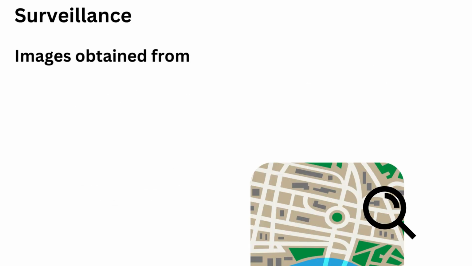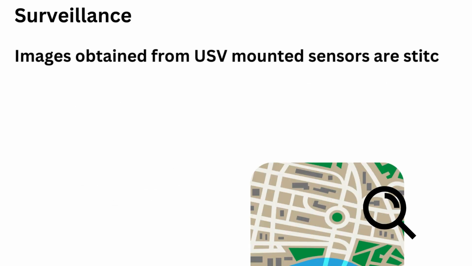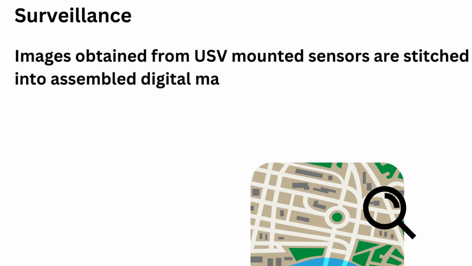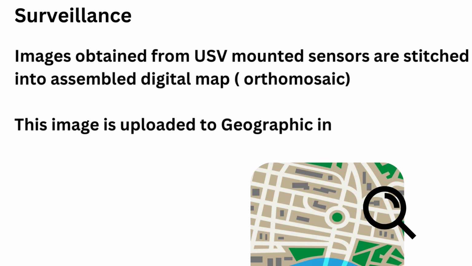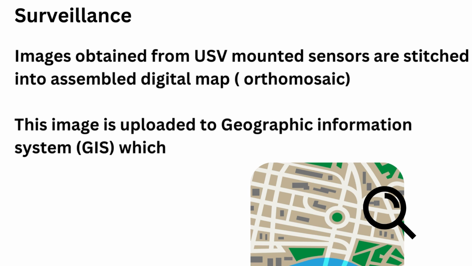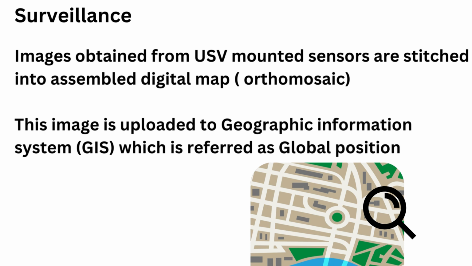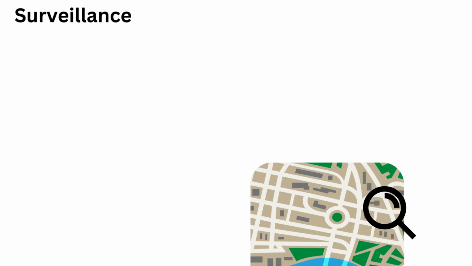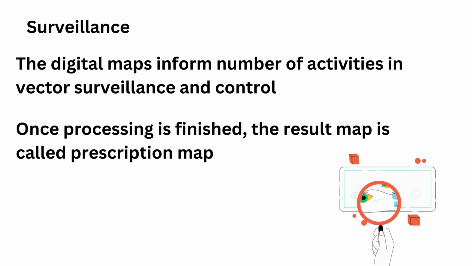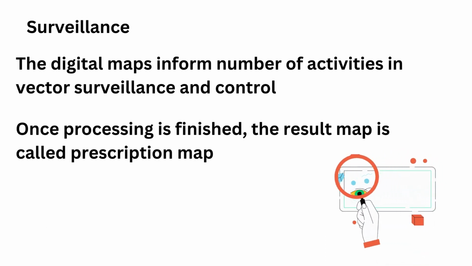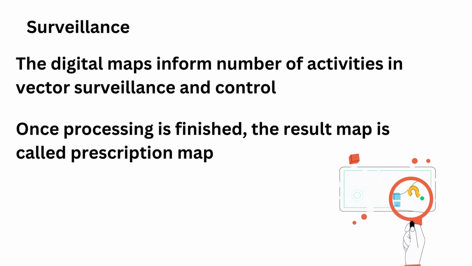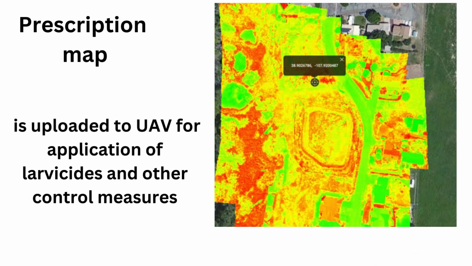Process of surveillance. Images obtained from UAV-mounted sensors are stitched into an assembled digital map called an orthomosaic. This image is uploaded to a Geographic Information System, GIS, which is referred to as Global Positioning System. The digital maps inform a number of activities in vector surveillance and control. Once processing is finished, the resultant map is called a prescription map. The prescription map is uploaded to the UAV for application of larvicides and other control measures.